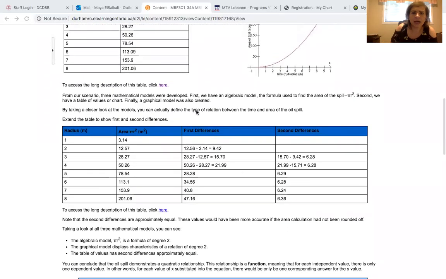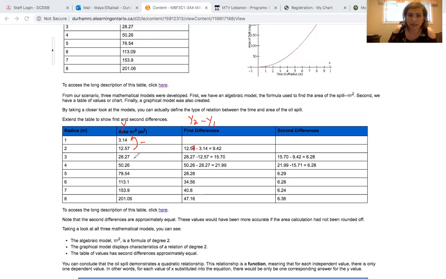So I have my y values here, which is the area. So this is my y value. In order for me to find the first difference, so first difference is y2 minus y1, okay? So you're gonna start with the second y value, and then you're gonna subtract the first y value from it. So it's gonna be 12.57, minus 3.14, okay?